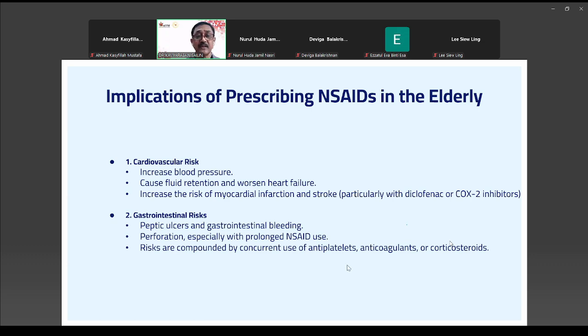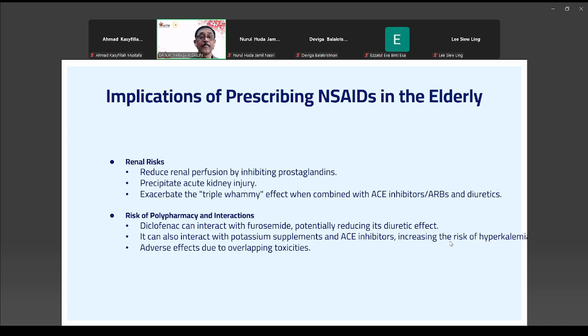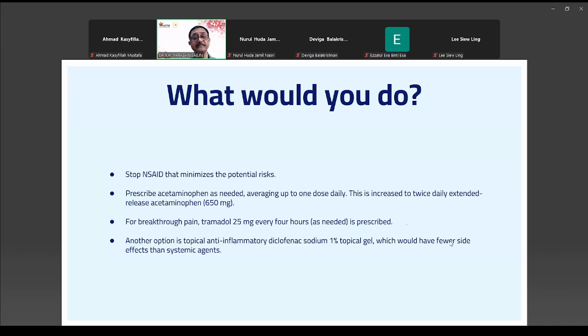Next is gastrointestinal risk. I'm sure you all know, but you have to remind yourself when you are prescribing that these are the side effects. Should I really prescribe any medication? Paracetamol is quite safe. They have gastrointestinal risk factors, which include peptic ulcers, so you need to be quite careful. And then think about renal risk. Also this patient has multiple morbidities, so there is polypharmacy and interaction. Remember, diclofenac sodium can interact with furosemide, potentially reducing the diuretic effect as well as affecting the kidney.